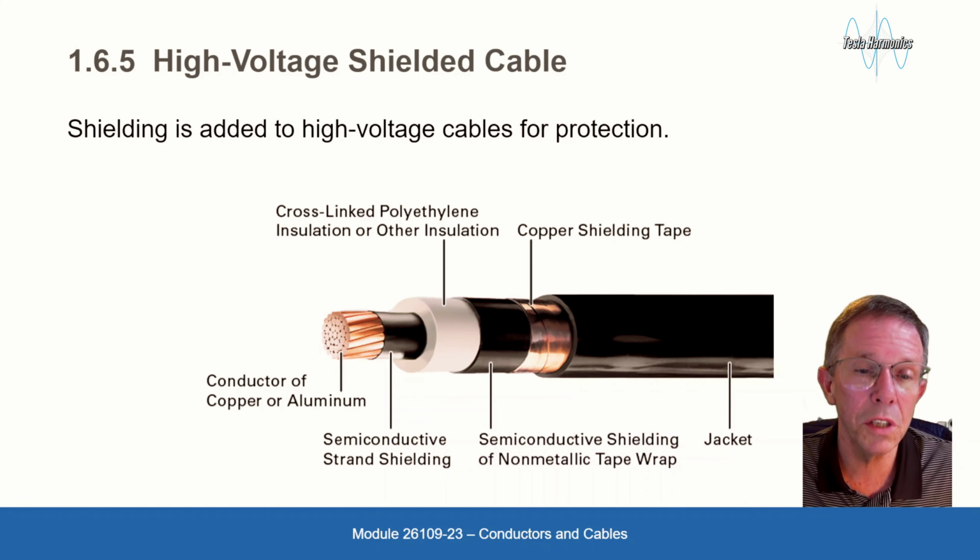High voltage shielded cable. Shielding is added to high voltage cables for protection. It can be cross-linked polyethylene insulation or other insulation, copper shielding tape, conductor of copper or aluminum, semiconductive strand shielding, semiconductive shielding of non-metallic tape wrap, and the outer jacket.